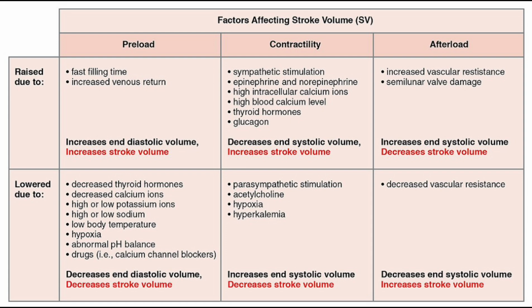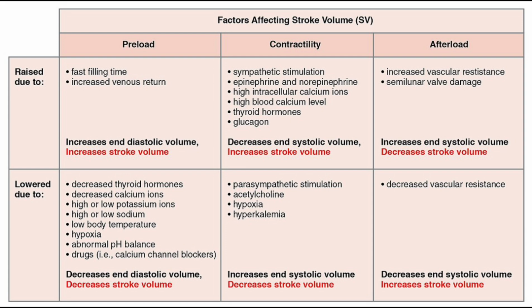It lowers due to a decrease in thyroid hormone, a decrease in calcium ions, and changes in potassium and sodium. It also lowers with low blood pressure, hypoxia, abnormal pH, and drugs like calcium channel blockers. And its effect is decreasing the end diastolic volume, which decreases the stroke volume.